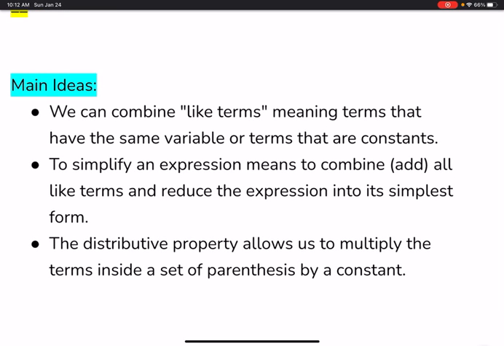The main ideas for this are we can combine like terms, meaning terms that have the same variable or terms that are constants. And a constant is just any number that doesn't have a variable. To simplify an expression means to combine, add all like terms and reduce an expression into its simplest form. Lastly, the distributive property allows us to multiply the terms inside a set of parentheses by whatever constant or coefficient is on the outside of the parentheses.